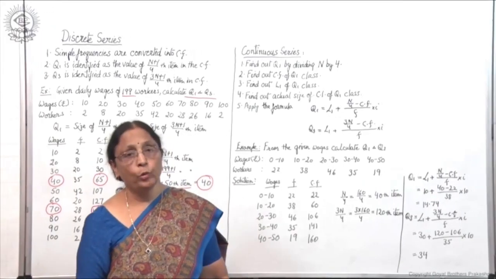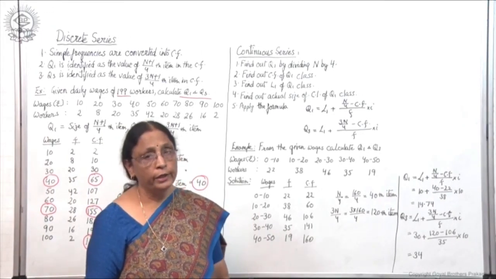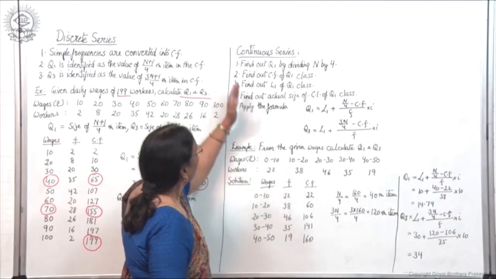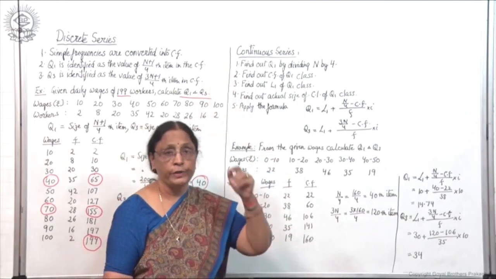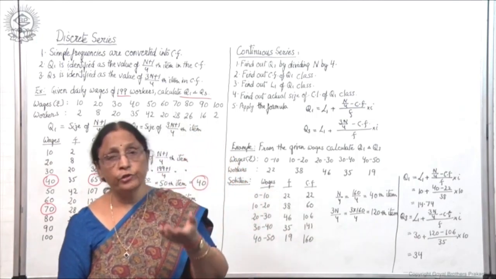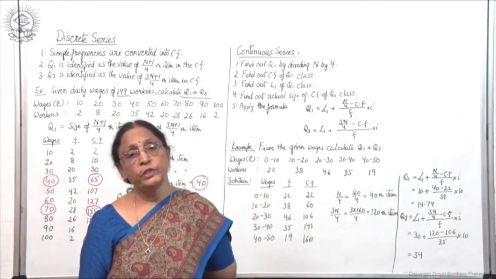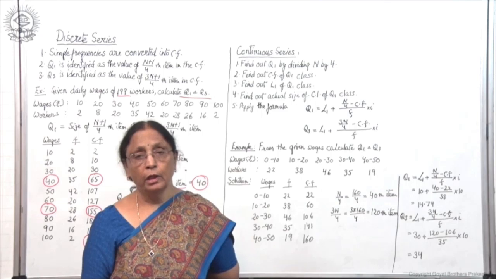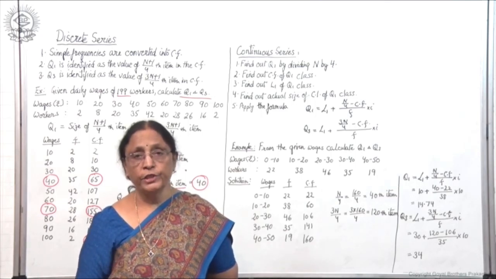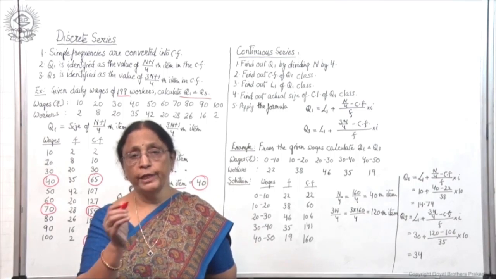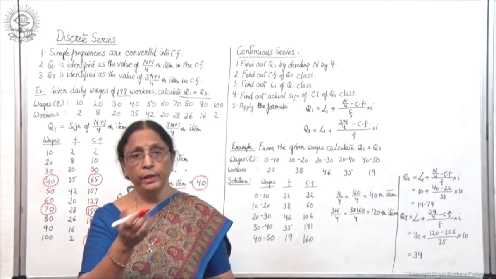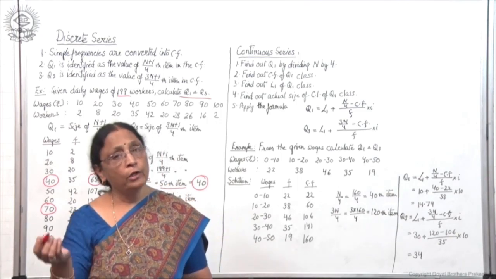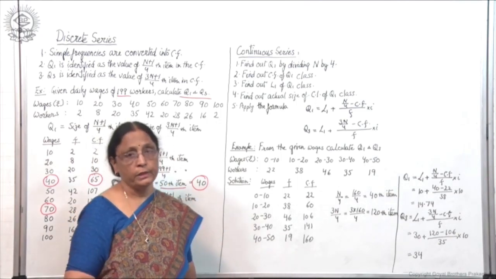How do we calculate quartiles in case of continuous series? Now these are the steps you are supposed to follow in case of continuous series, and you know that continuous series means the series which have the class interval along with the frequencies. This is the grouped data which has the class interval 0 to 10, 10 to 20, 20 to 30 and so on, or maybe any other class interval, and along with it we have the frequencies.